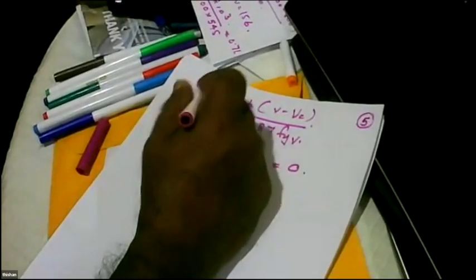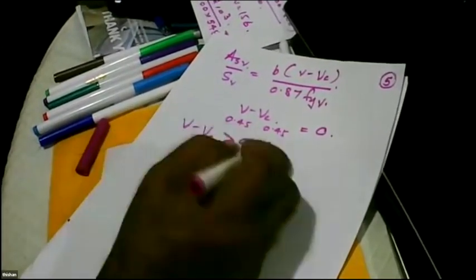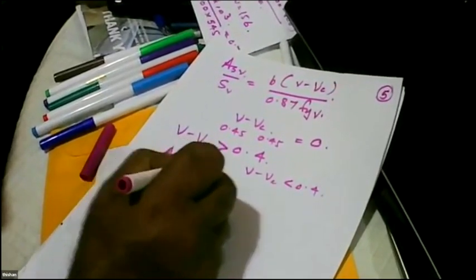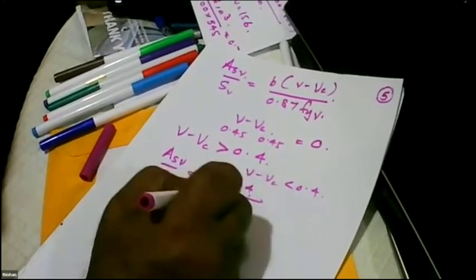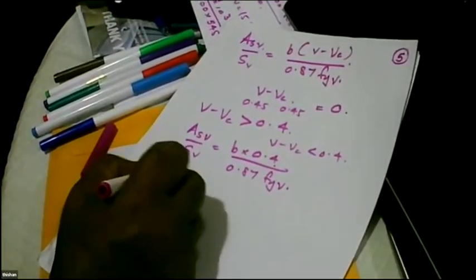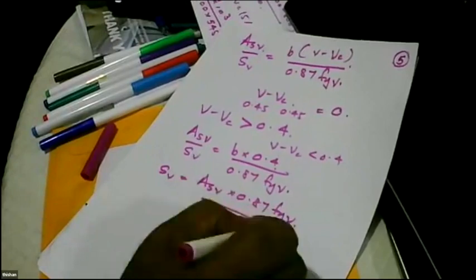That is not good. You can't get infinity for the link spacing, because this is zero, it goes there, you get SV infinity. Can't be. So then it says V minus VC should be greater than 0.4. So if V minus VC is less than 0.4, we say ASV over SV is equal to B times 0.4 divided by 0.87 FYV, and we call this spacing SV is equal to ASV 0.87 FYV over 0.4 times B.